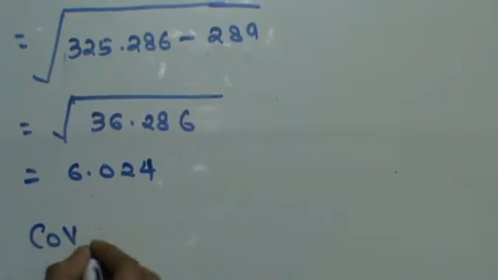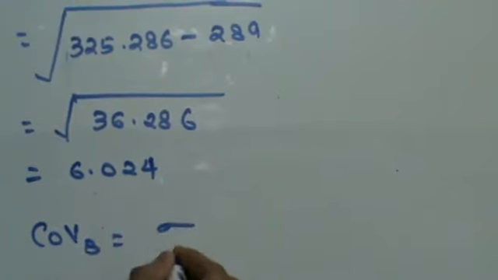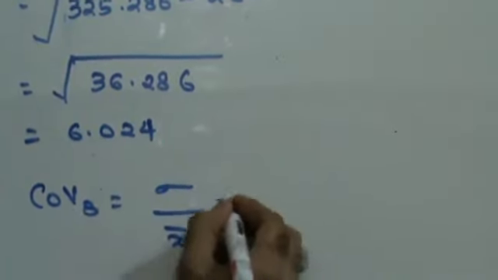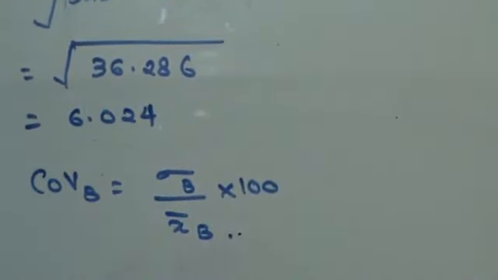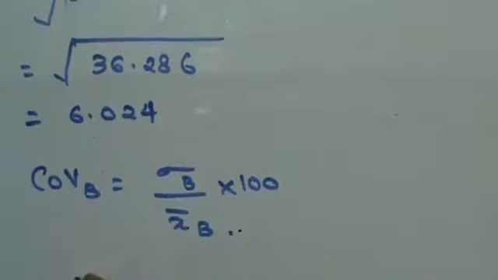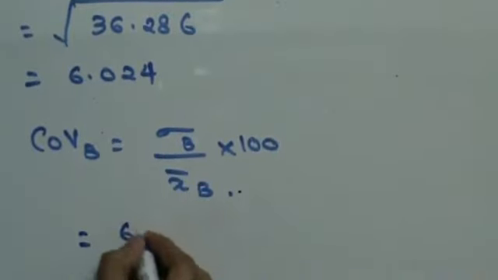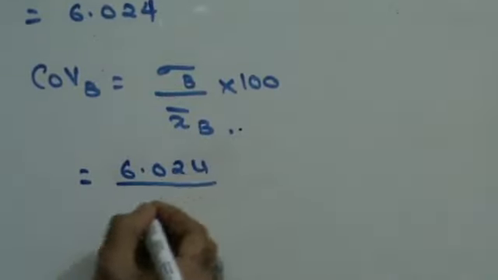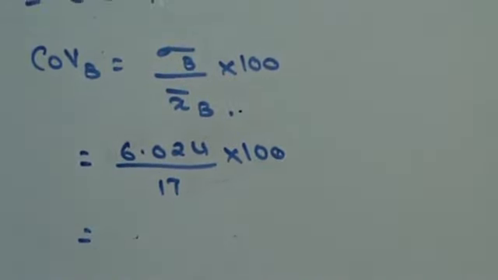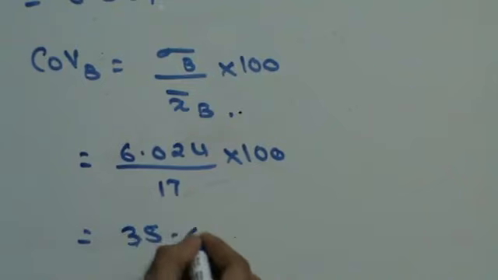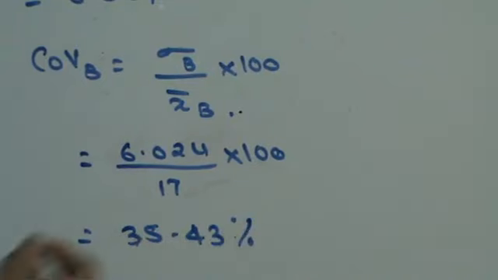Now, coefficient of variation for plan B. Coefficient of variation is standard deviation upon mean into 100. Standard deviation you found out is 6.024 divided by 17 into 100. This will work out to 35.43%. Now for plan A, my coefficient of variation was 31.3%.